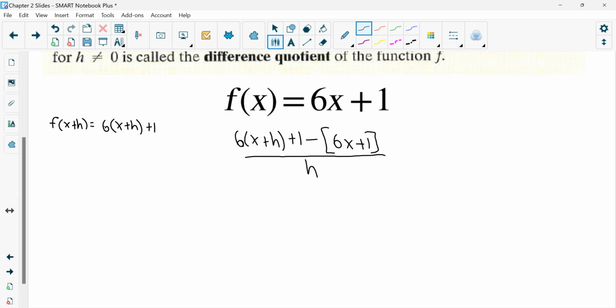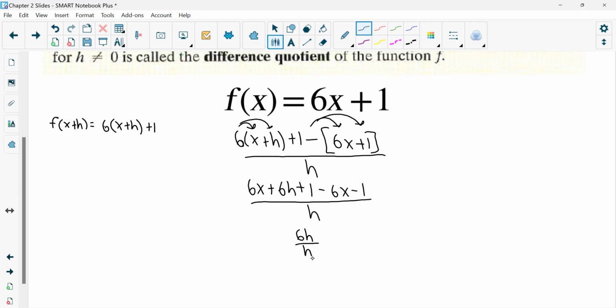All right, so now we're going to simplify. So I'm going to distribute the 6. So it's 6x plus 6h plus 1. I'm going to distribute my negative sign. Minus 6x minus 1, all over h. You should then get things to cancel out because it is the difference quotient. So if you notice, I have 6x minus 6x, so that cancels. 1 minus 1, that cancels. So we're left with just 6h divided by h.